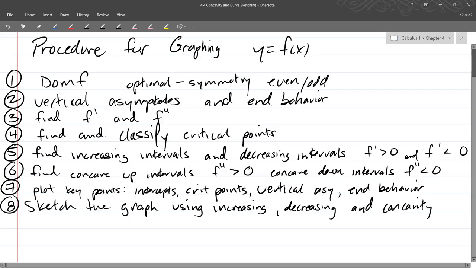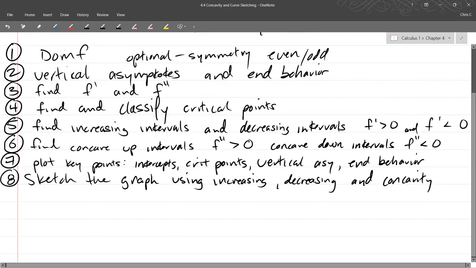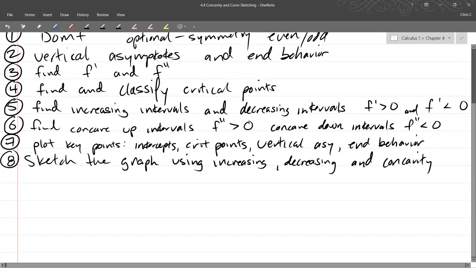I will write out all 8 steps on your quiz or final exam when it's time to graph. You're going to need to know how to do each step, but you don't need to remember what the steps are, just how to do them. So we're going to graph. We'll start out with an easier problem and then do a more difficult one.